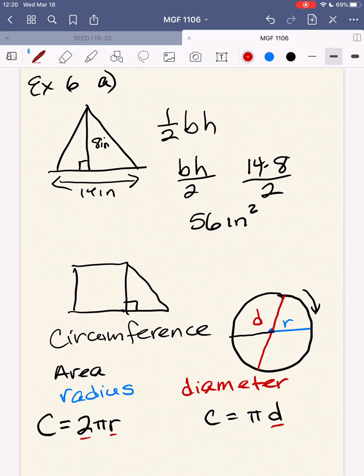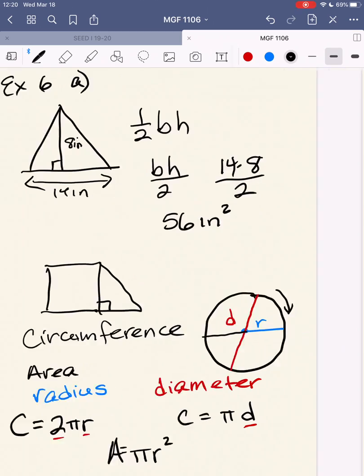Okay, for area, it's always going to be the same, pi r squared. Okay. So let's go ahead and look at a couple of circles. We're not going to get too crazy with it, but let's look at two of them. I'm going to start off looking at example 5 on page 108.